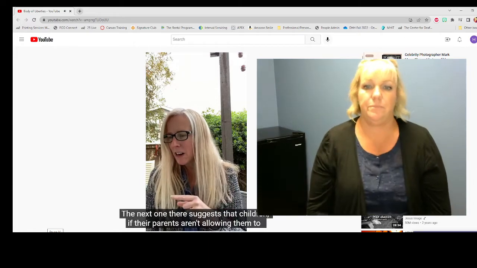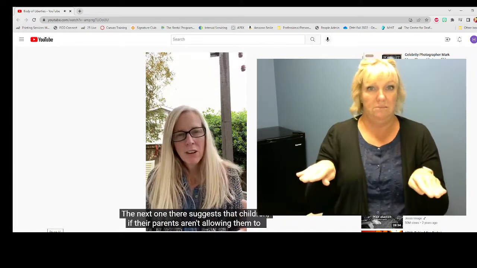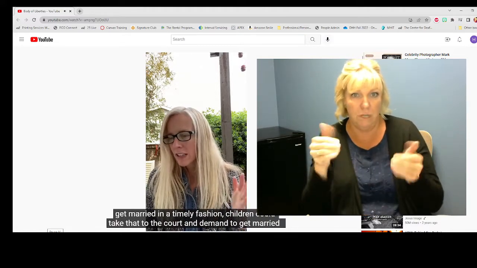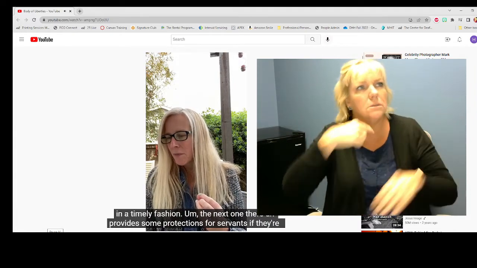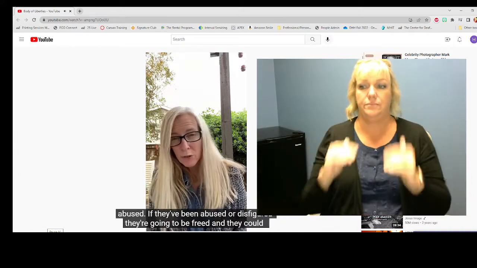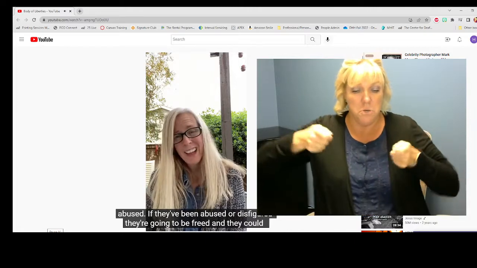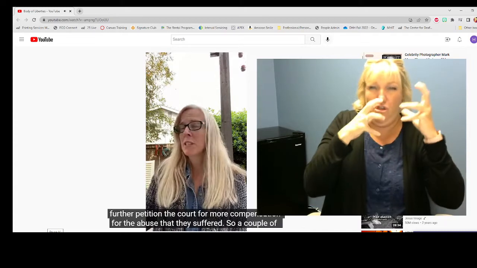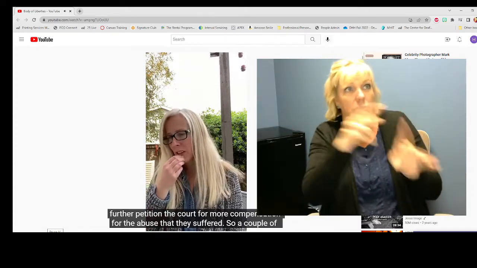The next one there suggests that children, if their parents aren't allowing them to get married in a timely fashion, could take that to the court and demand to get married in a timely fashion. The next one there provides some protections for servants if they're abused. If they've been abused or disfigured, they're going to be freed, and they could further petition the court for more compensation for the abuse that they suffered.